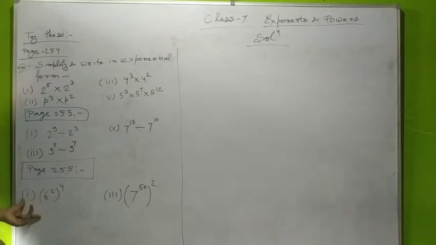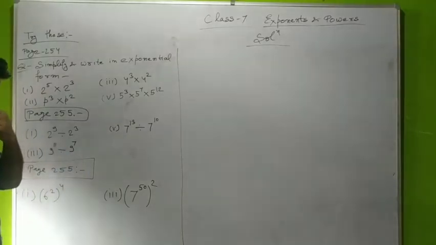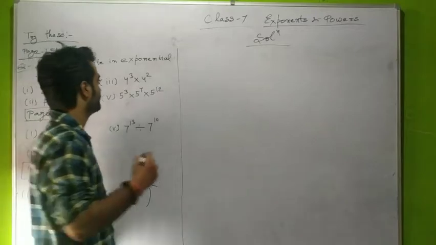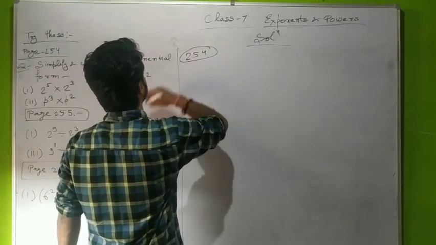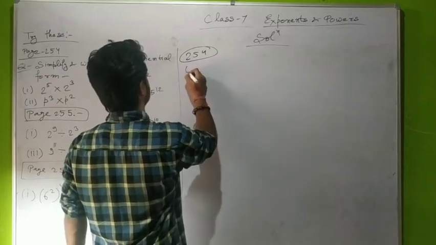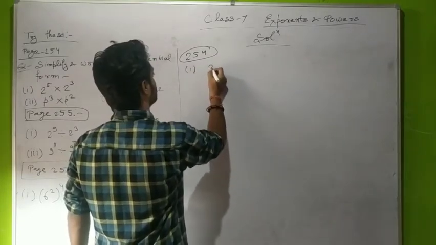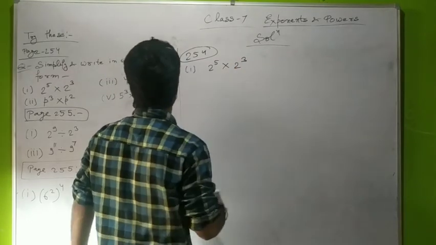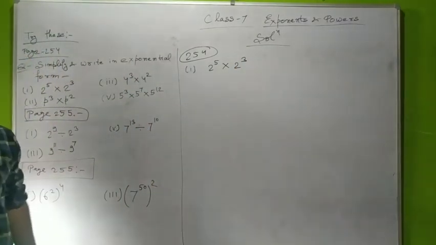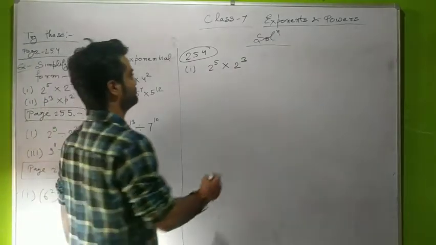Again on the same page 254, these questions are given. So let's begin. On page number 254, the first question is 2 raised to the power 5 into 2 raised to the power 3. We have to simplify and write in exponential form.